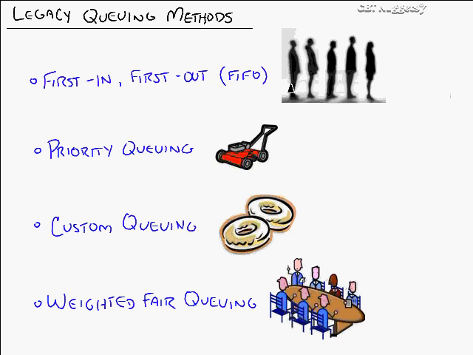First in, first out queuing works in the sense that if you get there first, you're going to get out first. It just queues it up in order, and that's logical. That's how it does it by default.